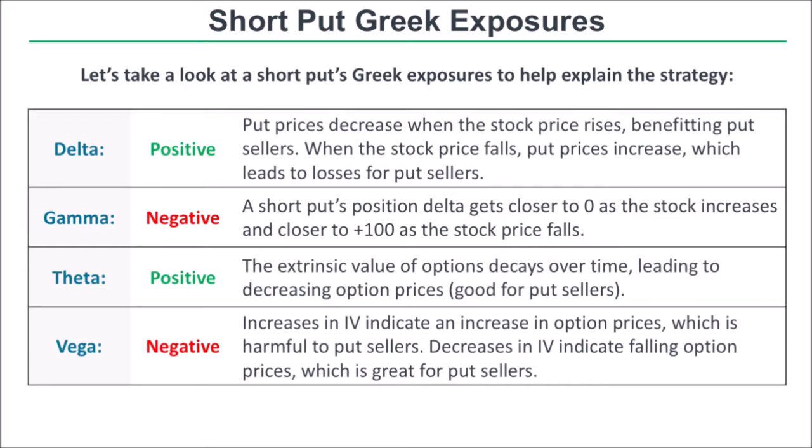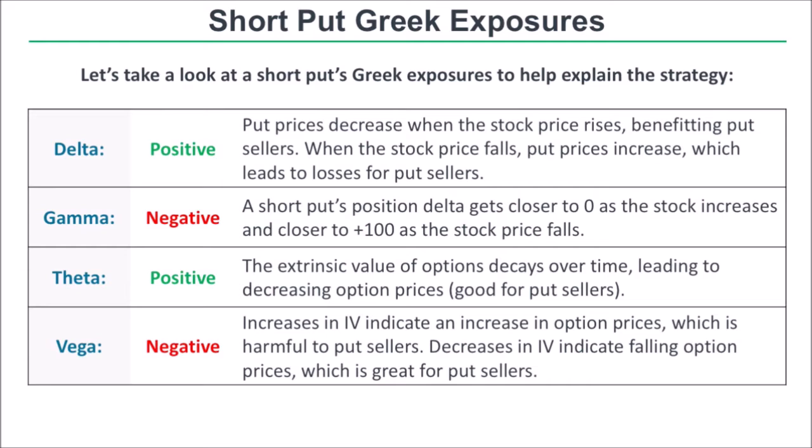In regards to theta, a short put position has positive theta. That means as time passes, the extrinsic value of that put is going to be decreasing over time, leading to lower and lower option prices. Since you're short a put and you want a put's price to decrease in value, as its extrinsic value decays away through time, you'll be profiting just from the passage of time because that option's price is going to be decreasing as time passes, all else being equal.